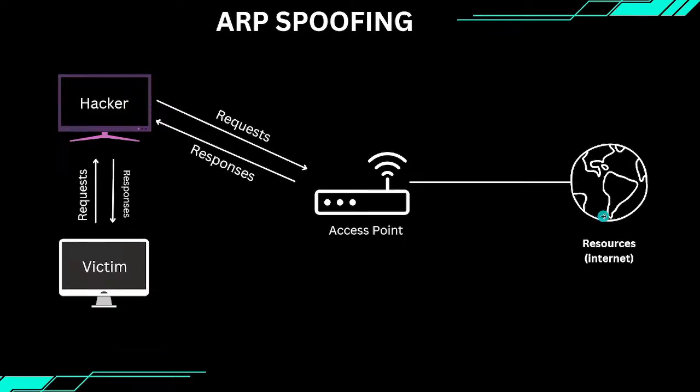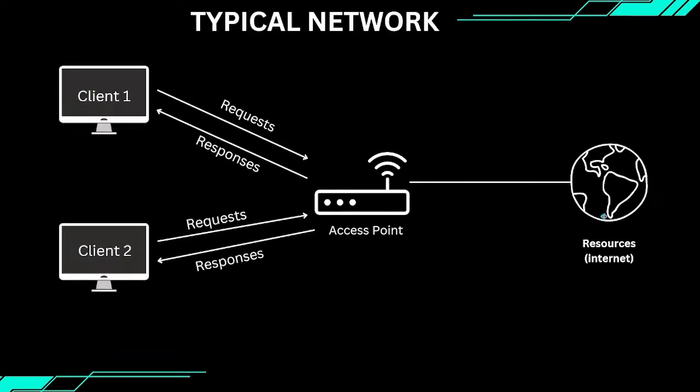Let's start by reviewing something basic. Remember the diagram we discussed earlier when we were learning about how networks work. The access point or the router is the only device with direct access to the internet. Clients like your phone or laptop send requests to this access point, which then forwards those requests to the internet, retrieves the responses, and sends them back to the clients.